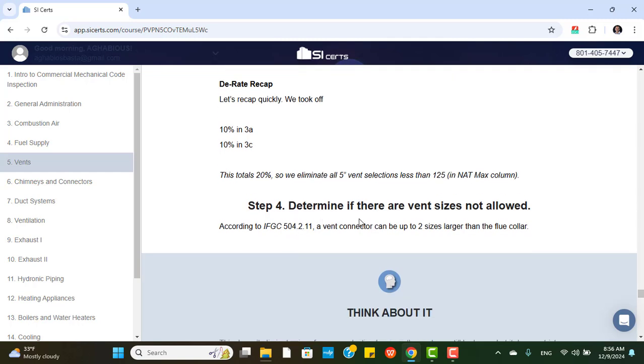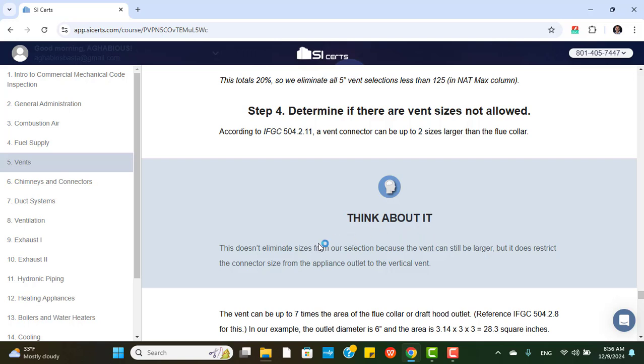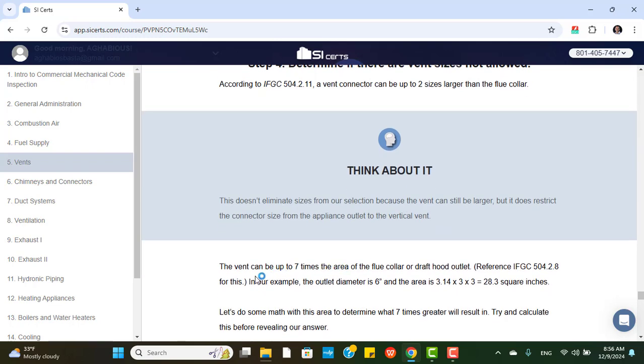Step 4, determine if there are vent sizes not allowed. According to International Fuel Gas Code 504.2.11, a vent connector can be up to two sizes larger than the flue collar. Think about it. This doesn't eliminate sizes from our selection because the vent can still be larger, but it doesn't restrict the connector size from the appliance's outlet to the vertical vent.